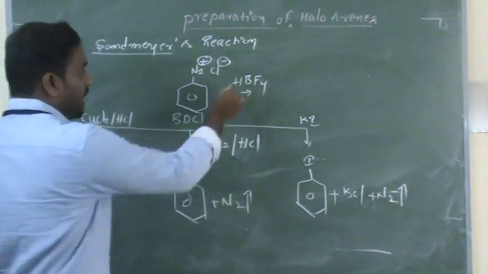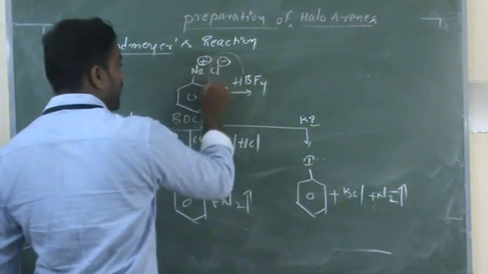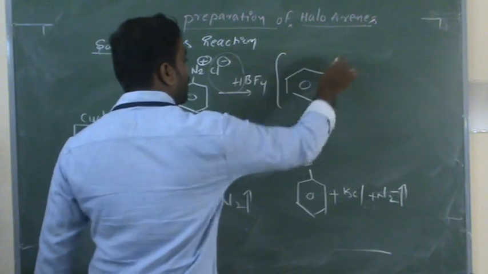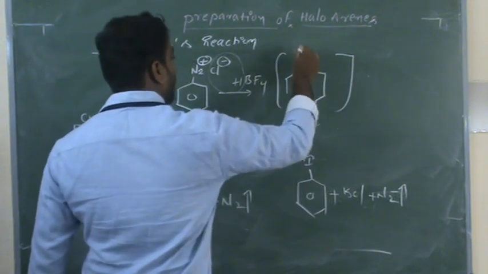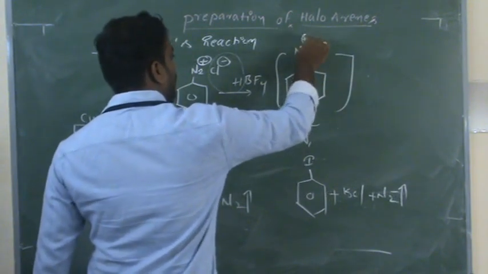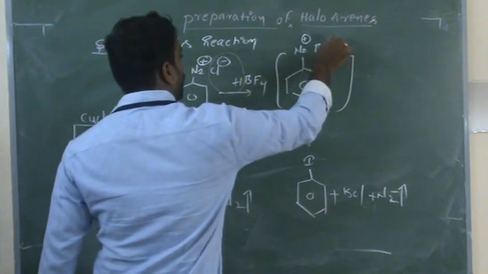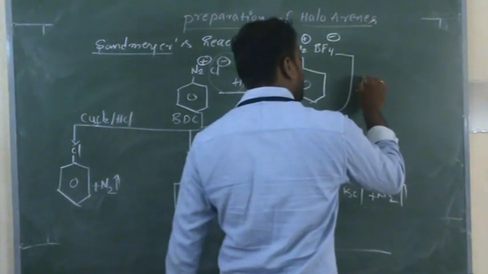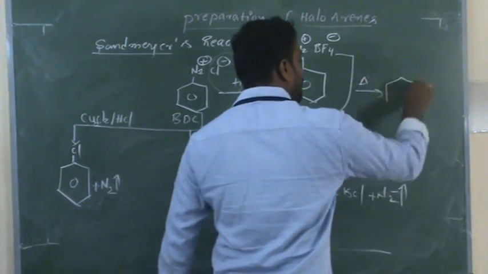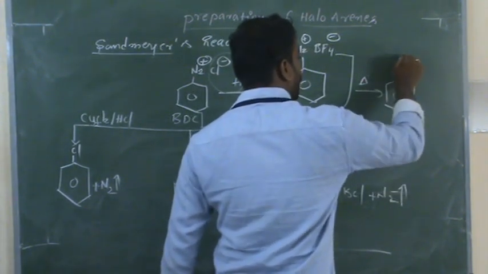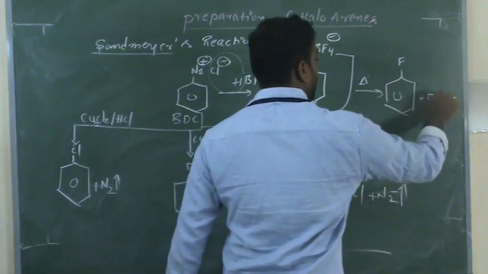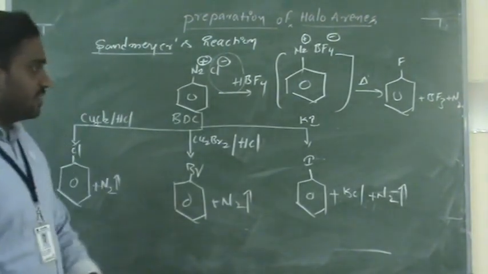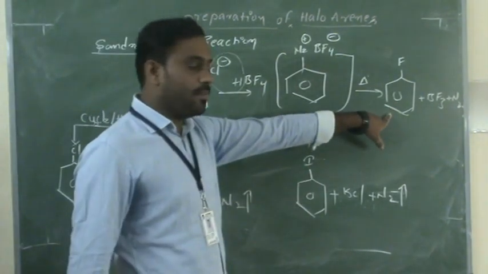HBF4, this H and this Cl is removed. There is a formation of an intermediate called N2 plus BF4 minus. This can be heated strongly. Then we get fluorobenzene plus evolving of BF3 and also nitrogen gas. This is a way of getting fluorobenzene.